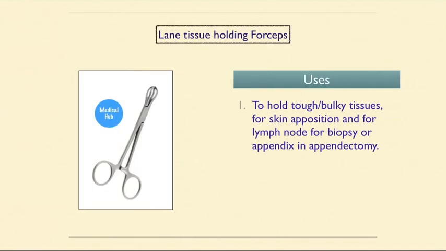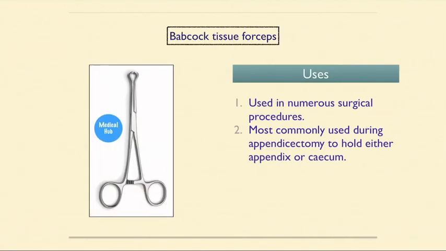Next instrument is Lent tissue holding forceps. It is used to hold tough or bulky tissues for skin apposition, and for lymph node biopsy or appendix in appendectomy. Next instrument is Babcock tissue forceps. It is used in numerous surgical procedures, most commonly during appendicectomy to hold either the appendix or cecum.